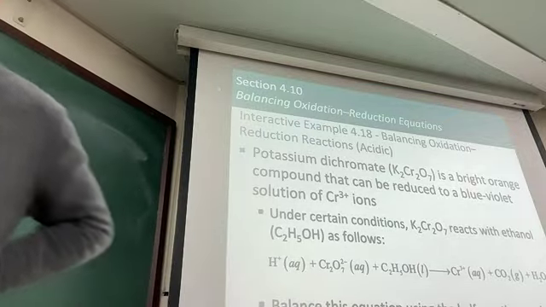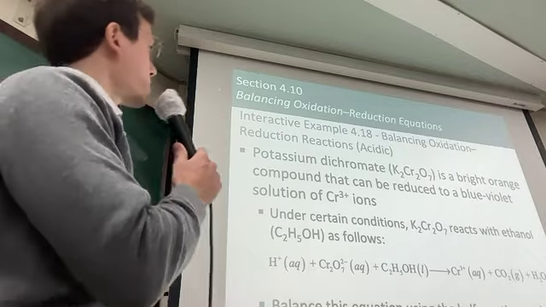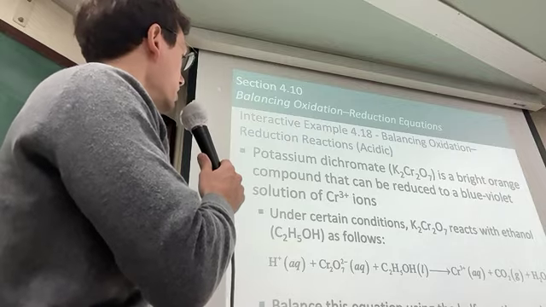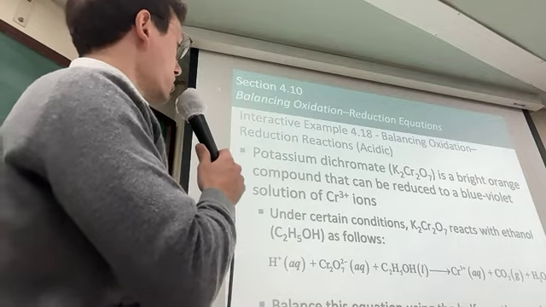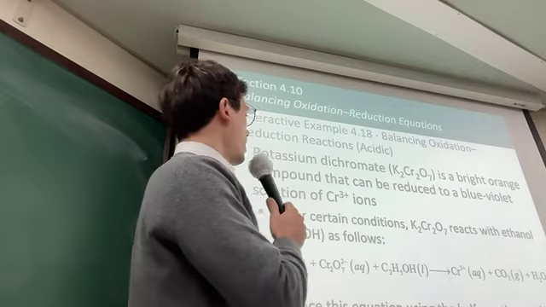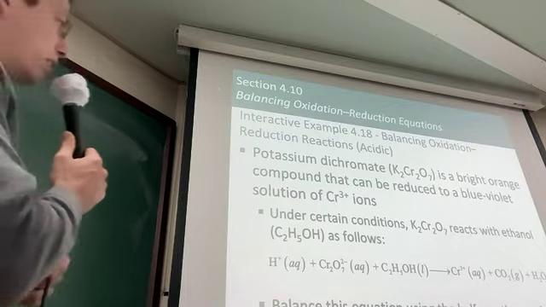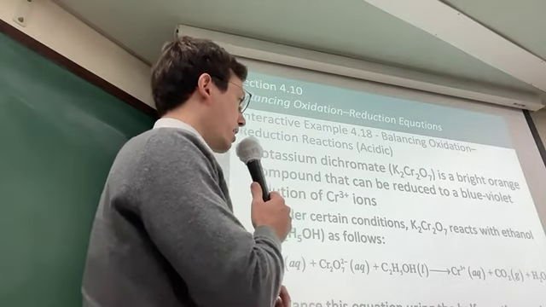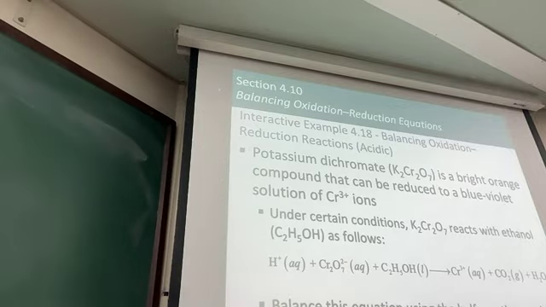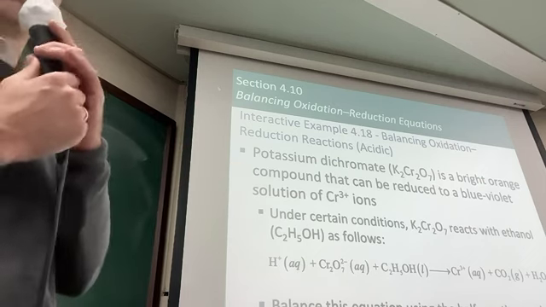We start with a potassium dichromate, K2Cr2O7, which is a bright orange compound that we can reduce to the blue-violet solution of chromium cations. And under certain conditions, this can actually react with ethanol to form chromium 3+ and CO2. So this is the reaction equation. And your task is to balance this equation. And the first step is realizing what is actually oxidized here, what is reduced.